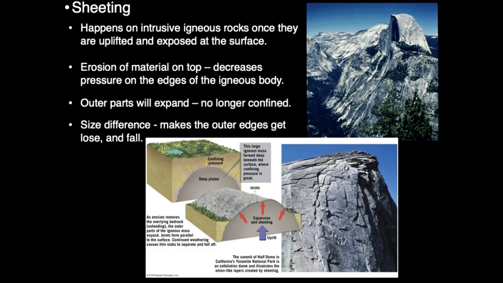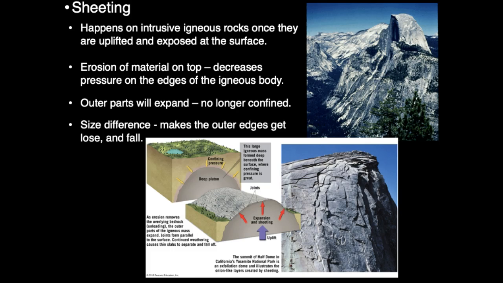By the pressure release or decrease, the outer parts of the igneous body will expand, as you're seeing in the picture. So now they're free to sort of stretch out because they lack confinement. The inner part of the body, though, does not expand and is still confined by the outer edges of the same intrusive body. So now that the outer parts have started to stretch out, their size is different between the outer parts and the inside of the rock body, which causes joints in between the inner and outer part.